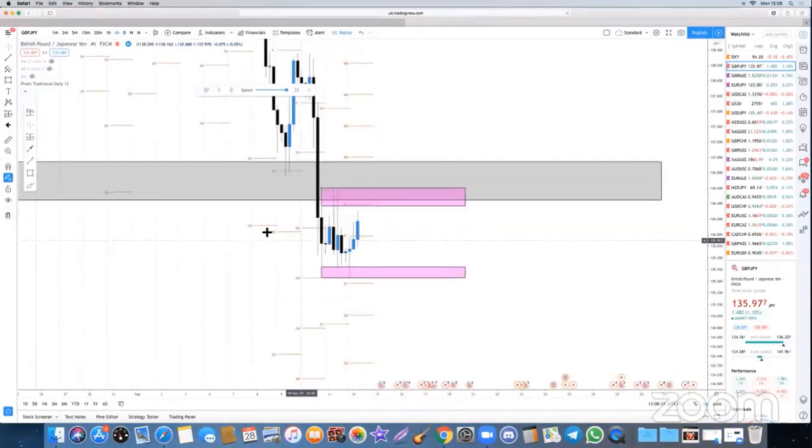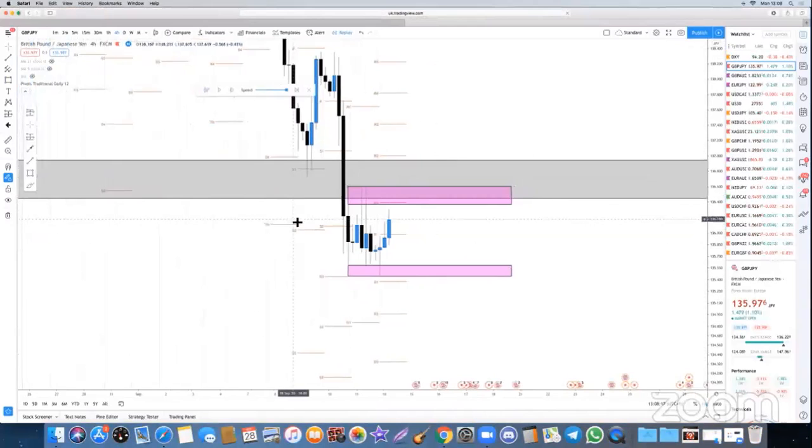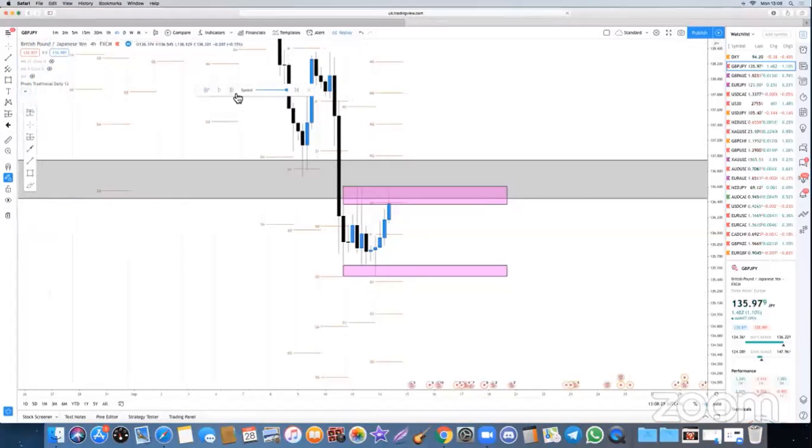A couple of ways you can do this. You can either do this using H4 candles and H4 levels, or you can do it using H1 inside of H4. And I'm going to show you the difference. I'm going to go forward and backwards and show you the difference. Here we are. Price comes now into the H4 level.